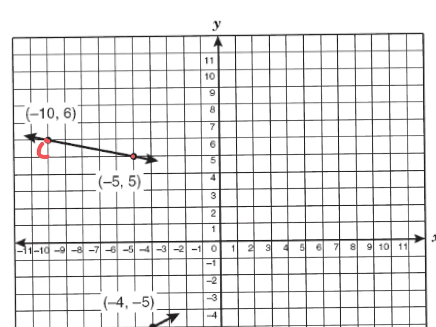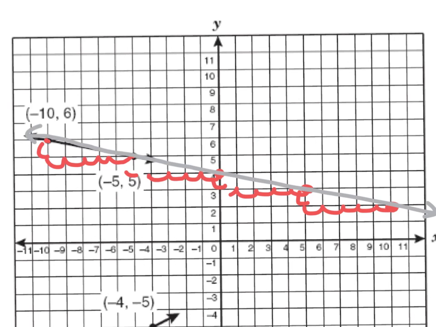I'm going to go down 1 and right 5. So I'm going to repeat that and go down 1 and right 5 and put a point. I'm just going to continue to repeat that. And repeating that, I get this gray line.